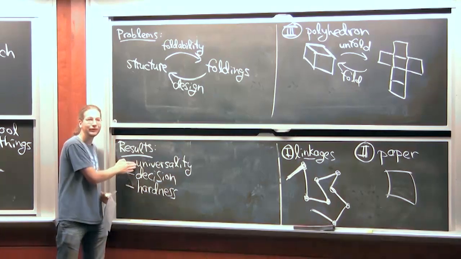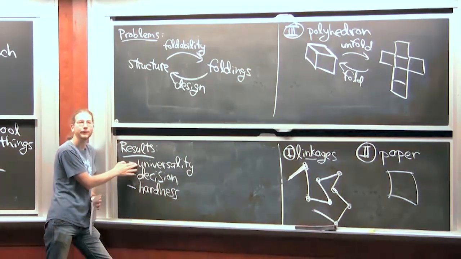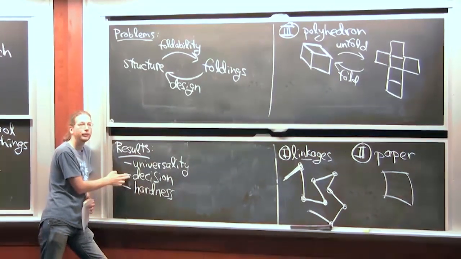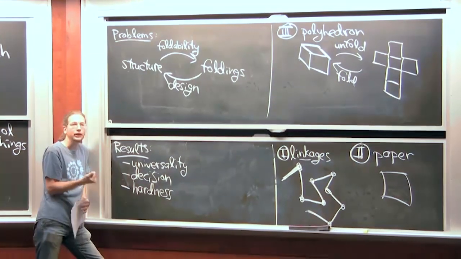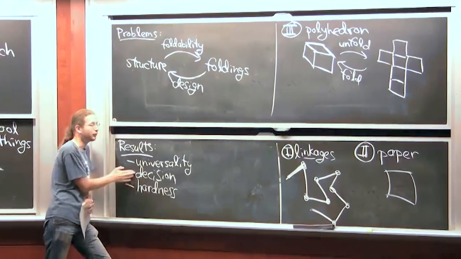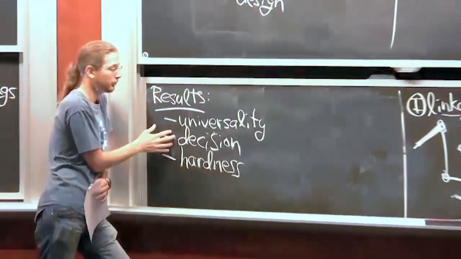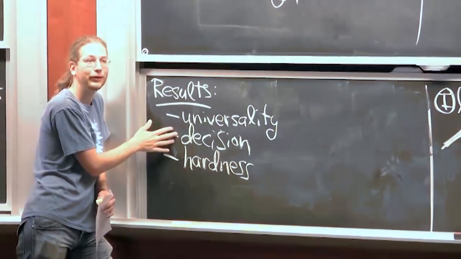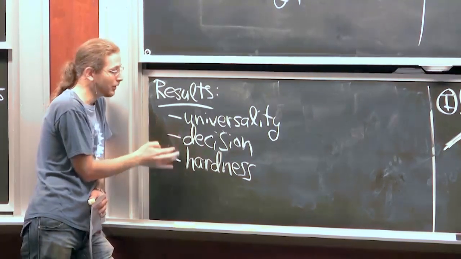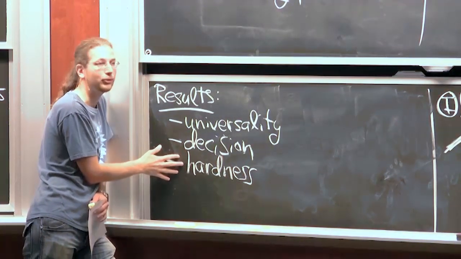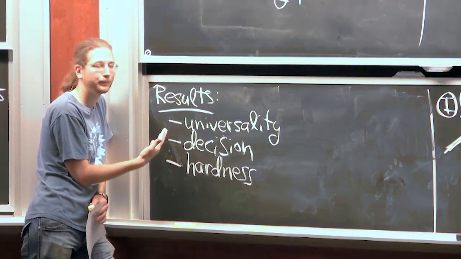If universality is not true, if you can't make everything, the next best thing you could hope for is a decision algorithm. An algorithm that tells you quickly, is this possible, is this impossible? So this is like a characterization of what's possible and what's impossible using algorithms. Sometimes, though, that's not possible. There is no good algorithm to tell whether something's foldable, and then we aim for a hardness result to prove that there is no good algorithm to solve your problem.